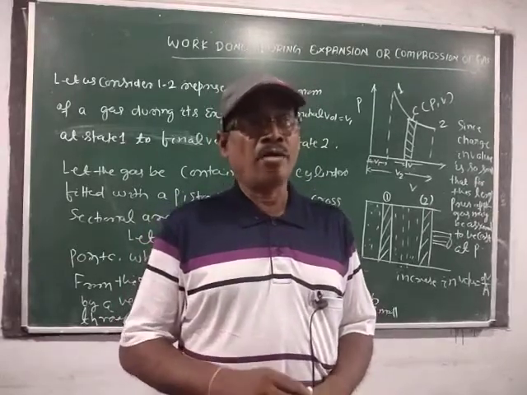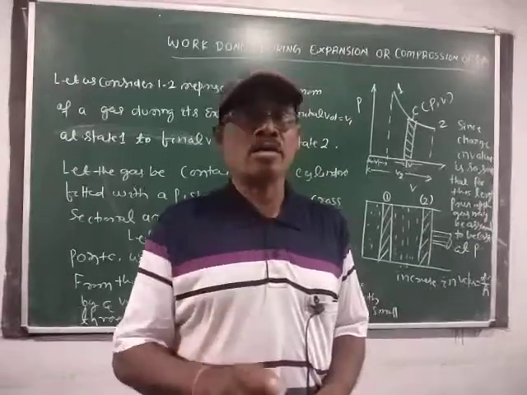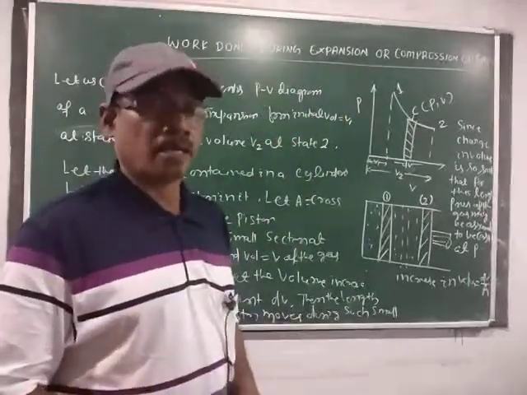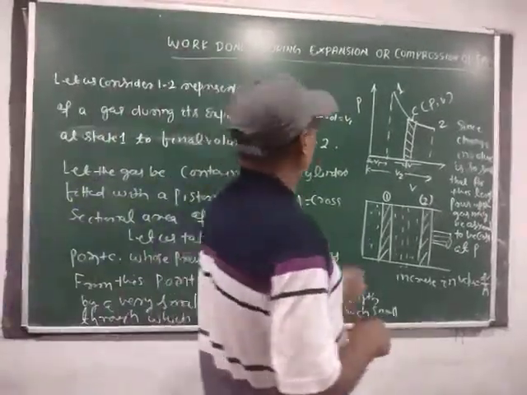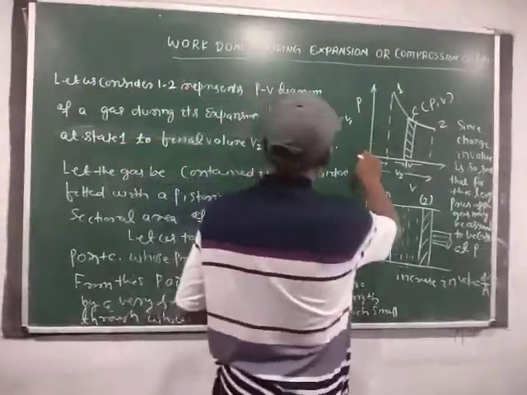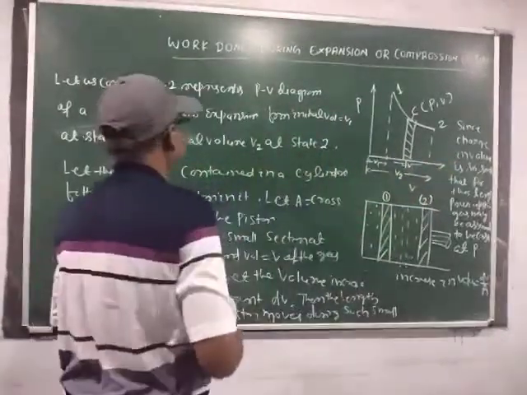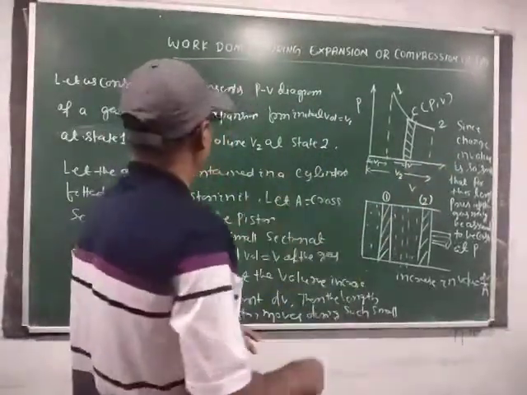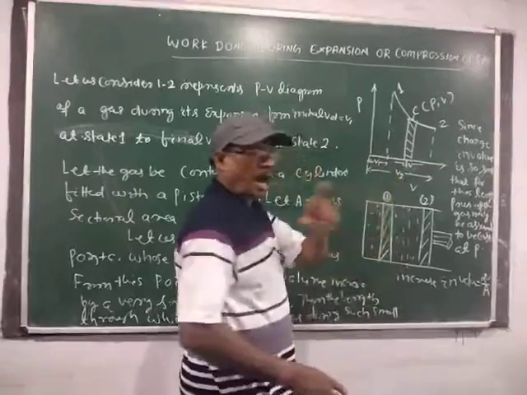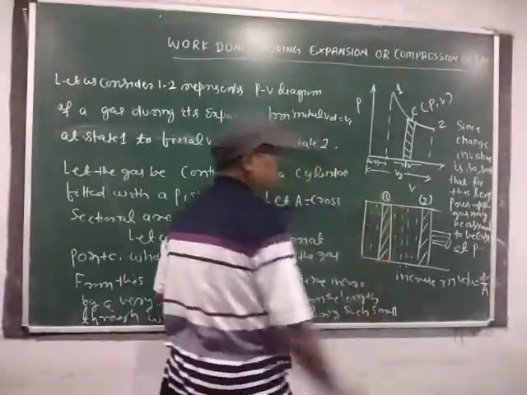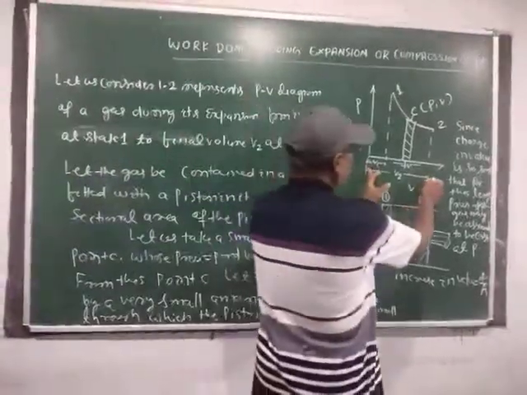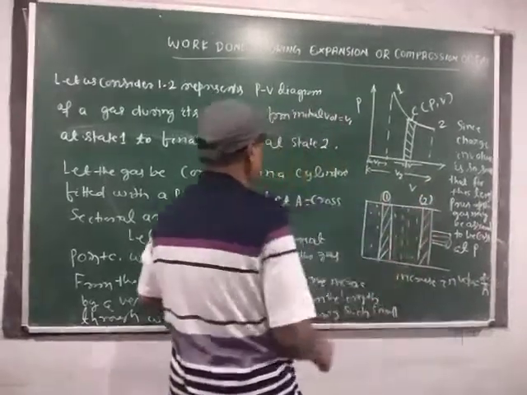Today, I will discuss the work done during expansion or compression of a gas. Let us consider 1-2 represents the pressure volume diagram of a gas during its expansion from initial volume V1 at state 1 to a final volume V2 at state 2.